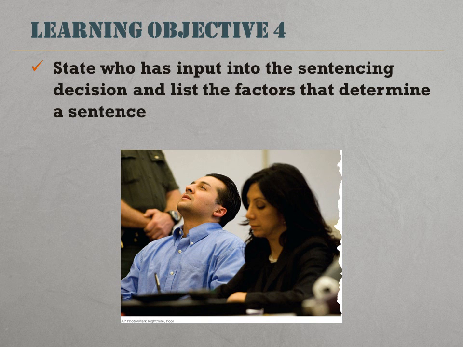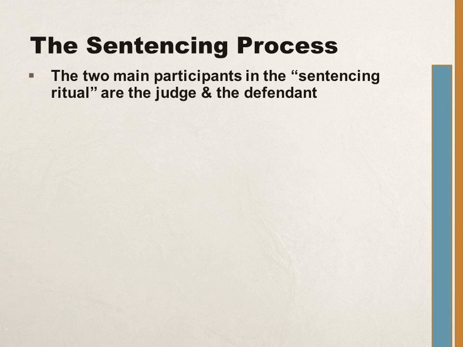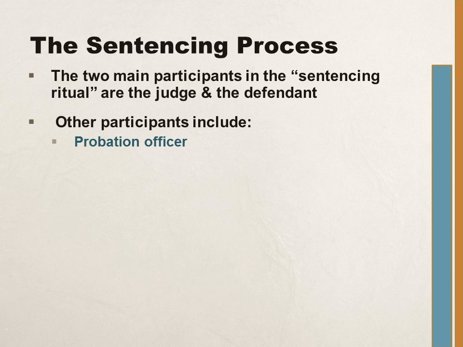Objective number 4. Who has input into the sentencing? If you've read the chapter, you know this. But let me talk about some of the factors of who has input into the sentencing. Basically, it's the judge and the defendant that have input into the system. Probation officers. What a probation officer does is prepare a pre-sentencing report that says this is why we should give this person this sentence.